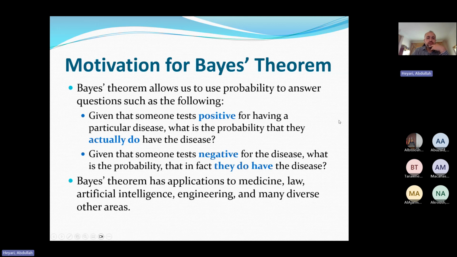If someone was tested to be COVID positive, is he or she necessarily actually sick with COVID? This may or may not be the case. What if he or she was tested negative? He or she could be actually sick. Actually, they do have the disease. So Bayes' theorem allows you to make inferences in such situations.